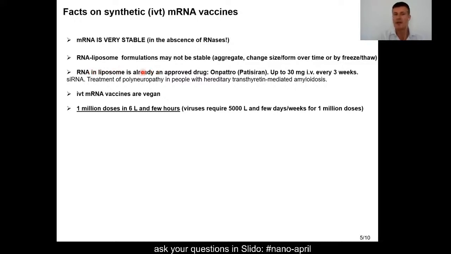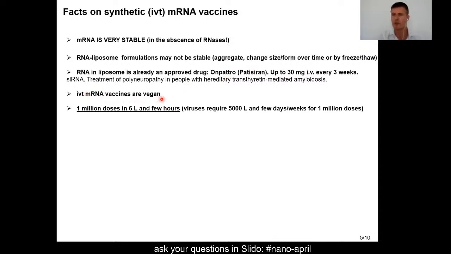RNA in liposomes is already approved as a drug. It's called Onpattro. It was approved in 2018. It's a drug used to treat patients suffering from hereditary transthyretin-mediated amyloidosis. These patients receive 30 milligrams of the RNA intravenously every 3 weeks. It's not a messenger RNA, it's a siRNA. So this treatment exists, and as you will see, the vaccine uses 30 micrograms, 1,000 times less RNA than in Onpattro.